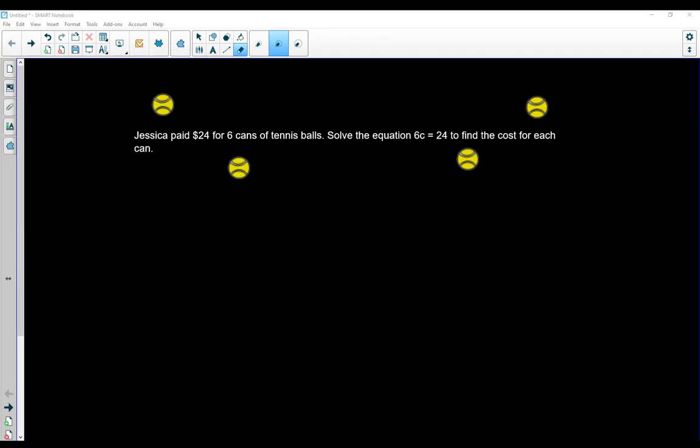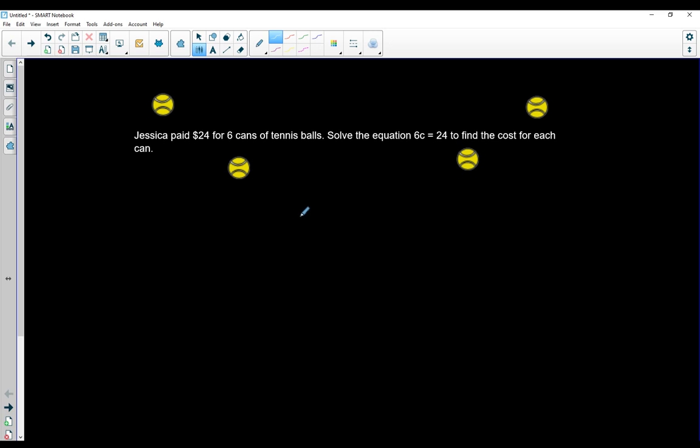Hey, grade sevens. We're going to do some solving of word problems using opposite operations. Okay, so we've got the question here. It says Jessica paid $24 for 6 cans of tennis balls. Solve the equation 6c equals 24 to find the cost of each can.